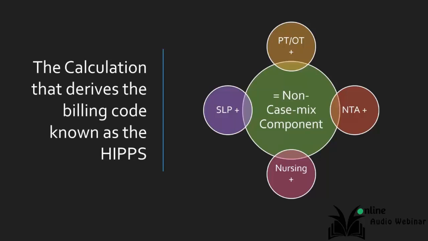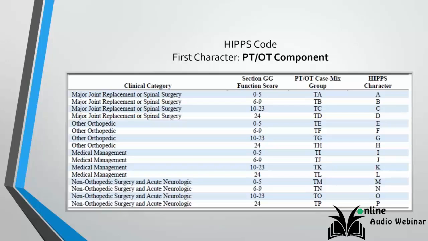For those of you who are visual learners, you notice the PT/OT up at top and it's a plus sign. Then you add on your speech language pathology calculation, your nursing calculation, your non-therapy ancillary calculation. Let's talk first about that first character in the HIPPS code known as your PT/OT component. Under the MDS in your clinical category classifications, you're going to notice a set of sequences, and they're going to fall out in four individual elements.